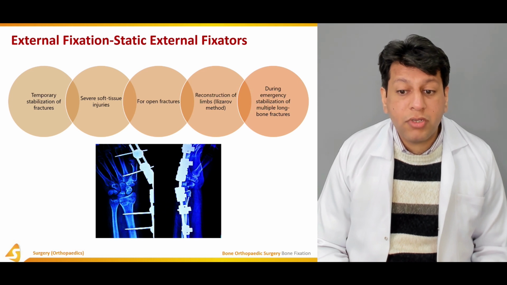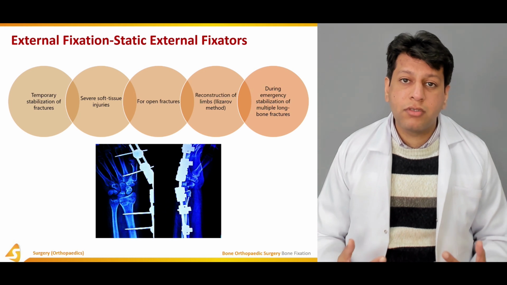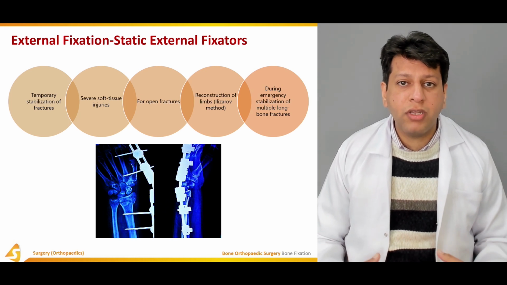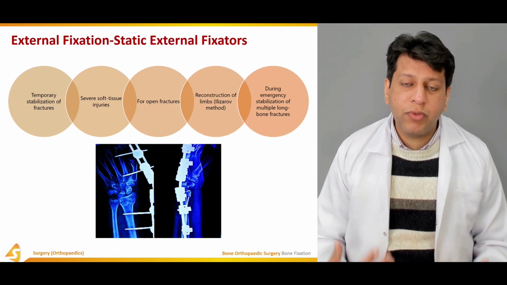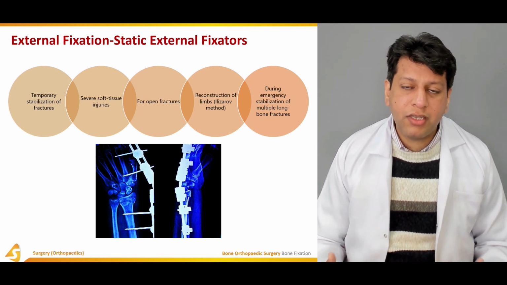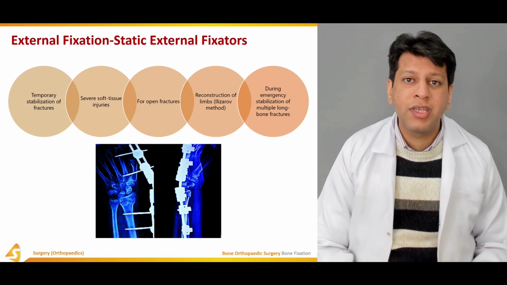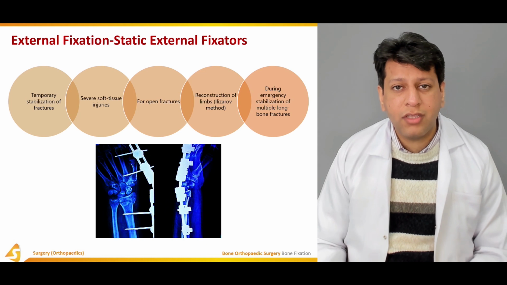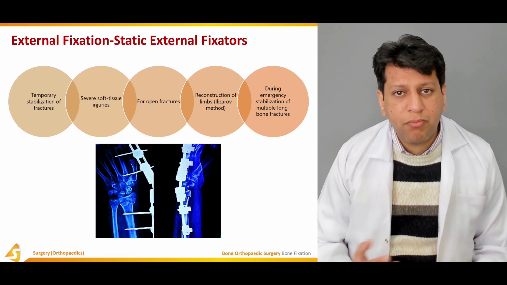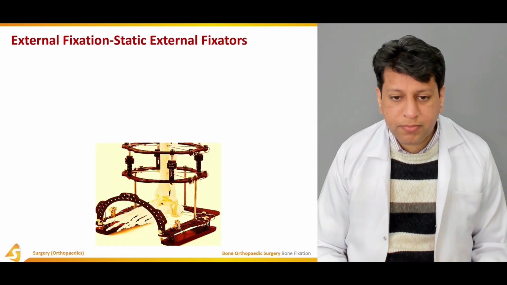Then there is emergency stabilization of multiple bone fractures. For example, the patient had polytrauma, there was an abdominal injury, a head injury, a femur injury, and a tibial injury as well. With polytrauma, you need to at least stabilize the bone so that initially the abdominal injury and head injury can be taken care of. And once the patient is free of abdominal and head problems, we can later fix the bone. But by that time, the bone has to be stabilized with an external fixator.